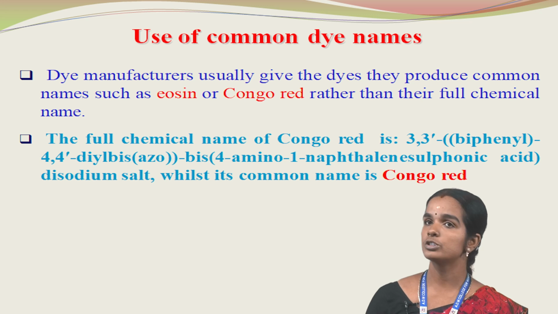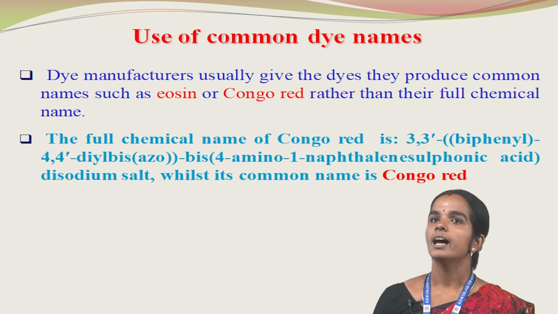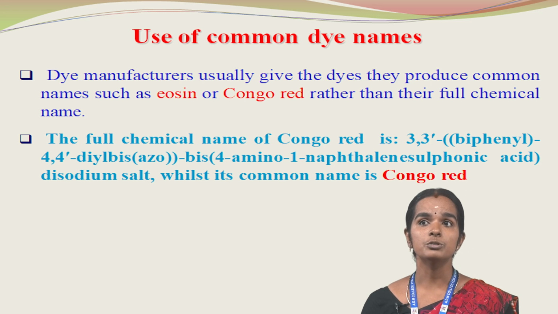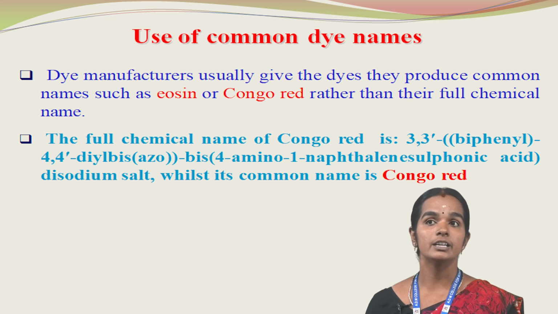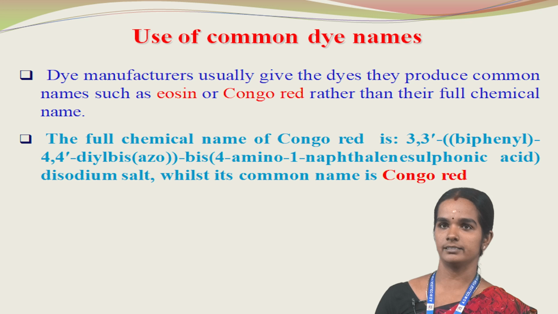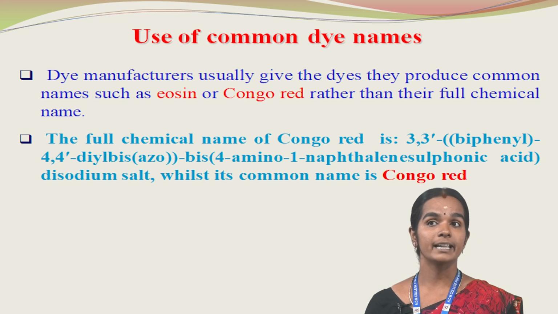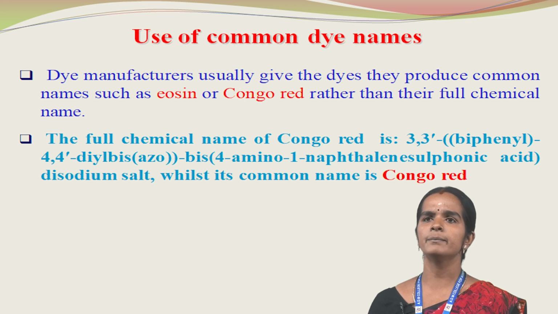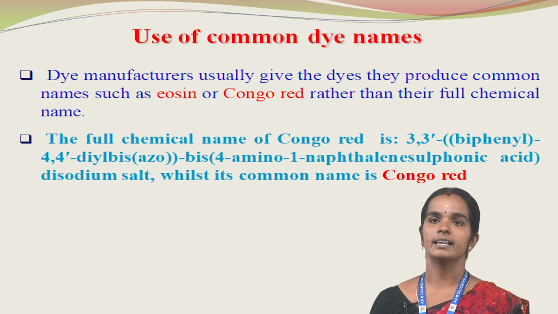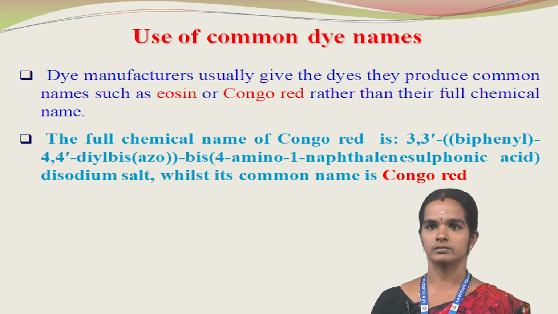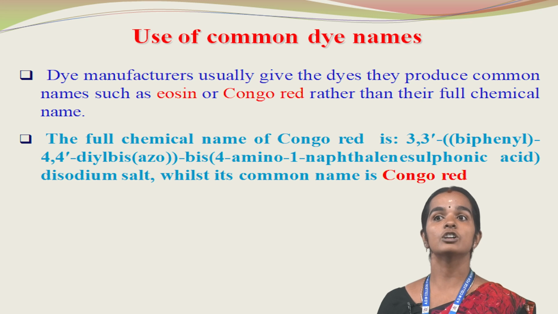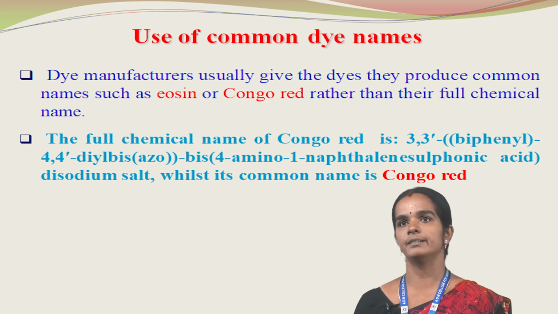This is the use of common dye names. Dye manufacturers usually give the dyes they produce common names such as eosin or Congo red rather than their full chemical name. The full chemical name of Congo red is 3,3'-biphenyl 4,4'-bis(azo) bis-4-amino-1-naphthalene sulfonic acid disodium salt, whose common name is Congo red.